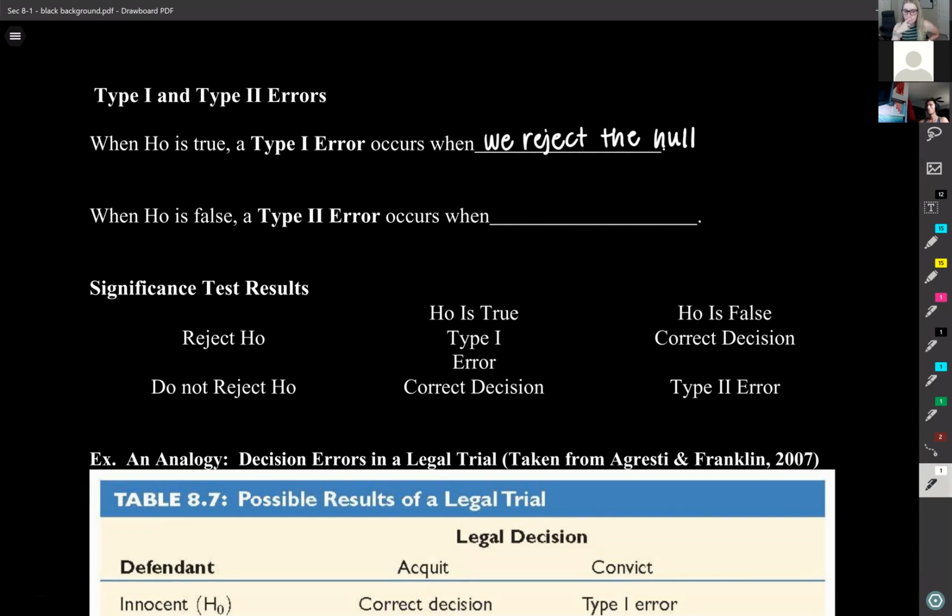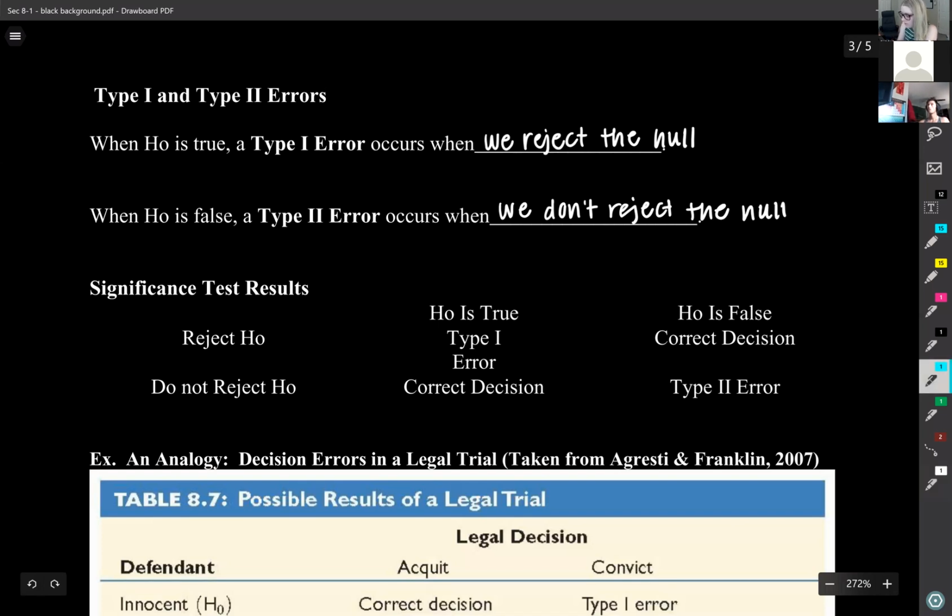That's an error. But we could also have another type of error where the null hypothesis is false and we don't reject it. So a type 2 error is going to occur when the null is false and when we don't reject the null. Okay, so those are our two types of errors here. You can see why both of those are problems because one thing was true and we said we gathered enough evidence to do the opposite of what was true. So that's definitely a problem.